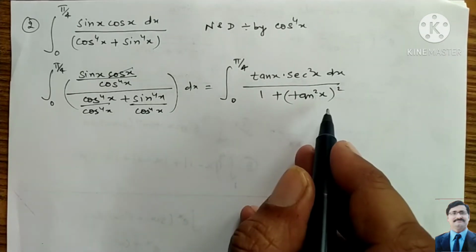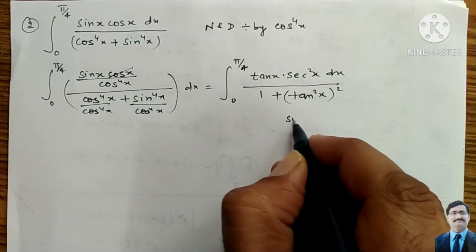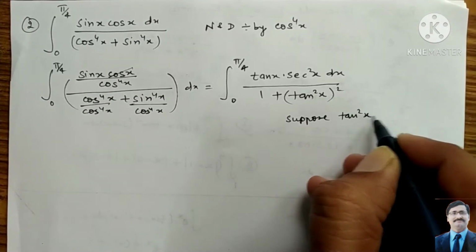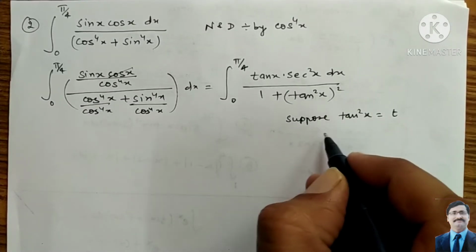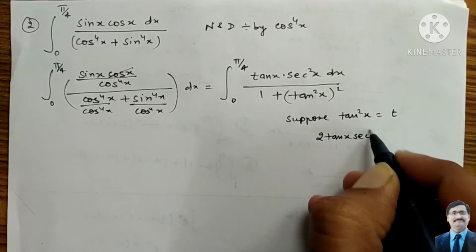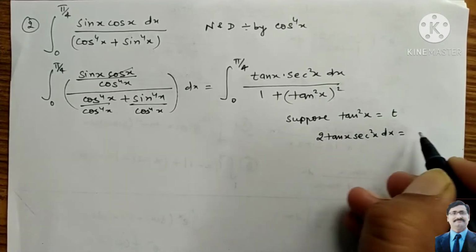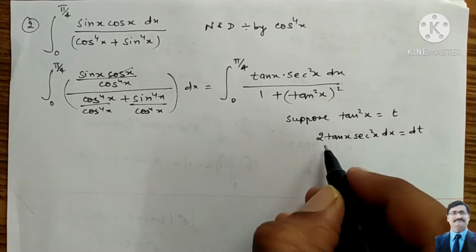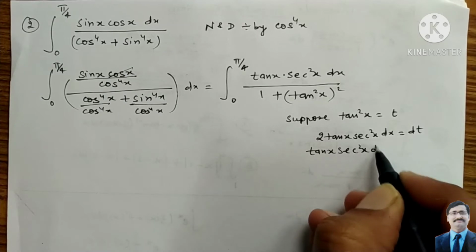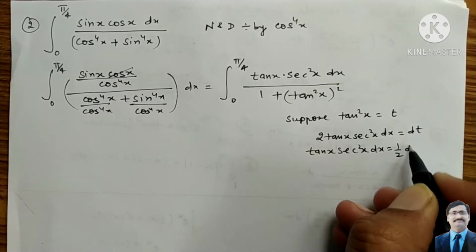All of you understand this? Now we will suppose tan²x equals t. So we get 2 tan x, and the differential of tan x is sec²x dx, so 2 tan x sec²x dx equals dt, and we get tan x sec²x dx equal to 1 upon 2 dt.